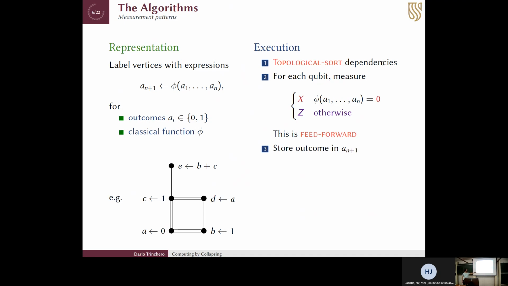Measure this guy in a basis that's dependent on what you got for A. So if you got a 0, you would measure him in the x basis. If you got a 1, you'd measure him in the z basis. Okay. And then likewise measure the final qubits in a basis dependent on B and C. So if B XOR C is 0, you measure, yeah. Okay, one second. So the final output is going to be either 0 or 1. Okay. Yes.